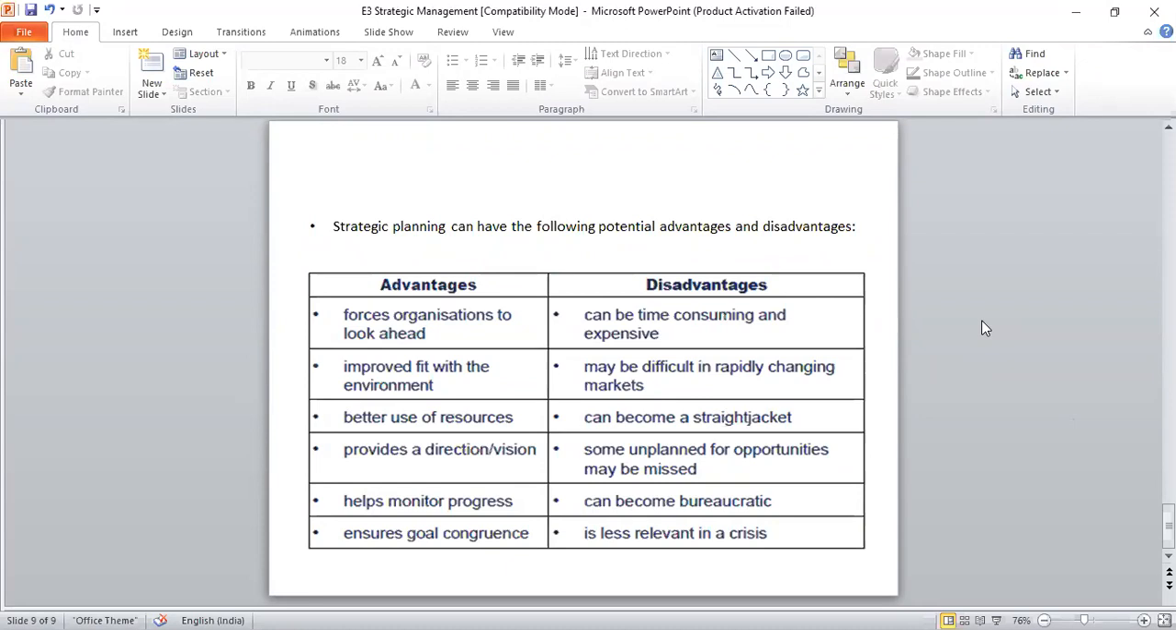What does it mean by straight jacket? Can become a straight jacket. What does it mean? Anyone?